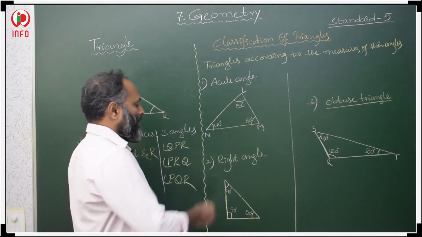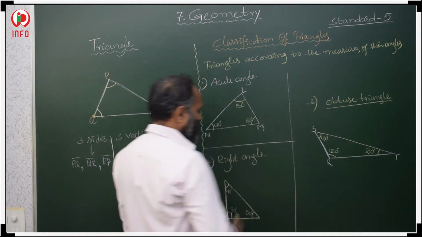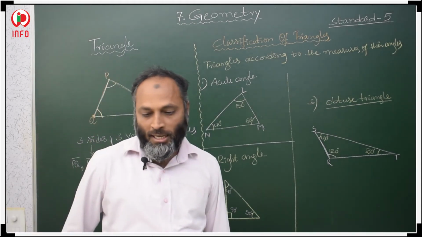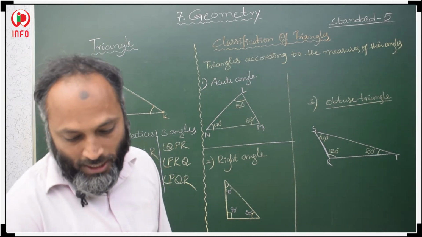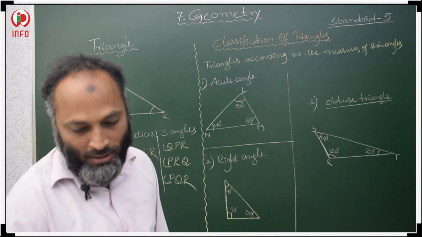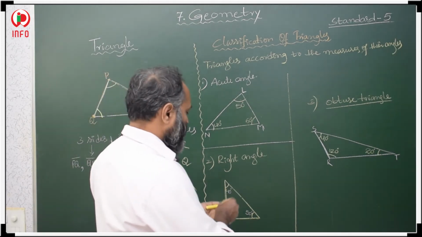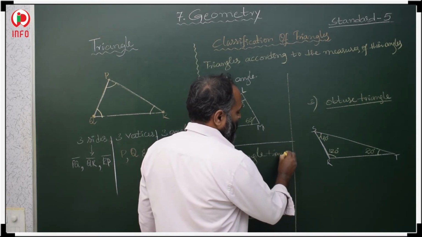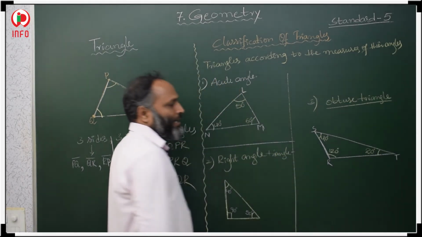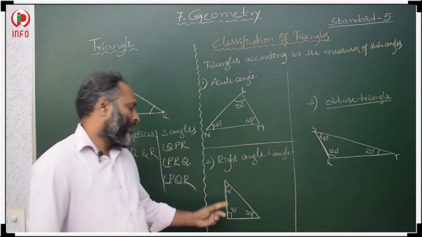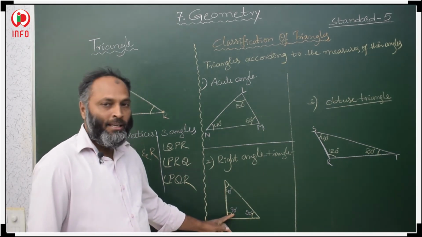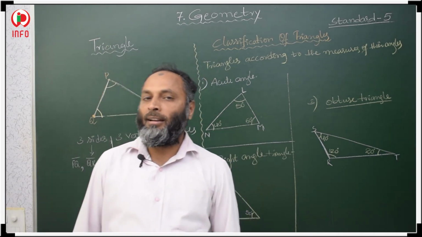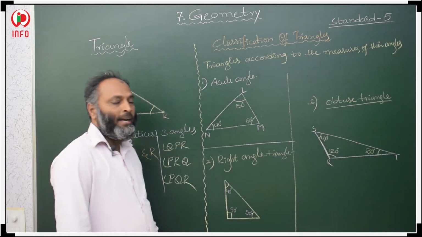Next, the next one, right angle triangle. What is a right angle triangle? Right means the angle is 90 degrees. In a triangle, if one of the angles is 90 degrees, then that triangle is a right angle triangle.